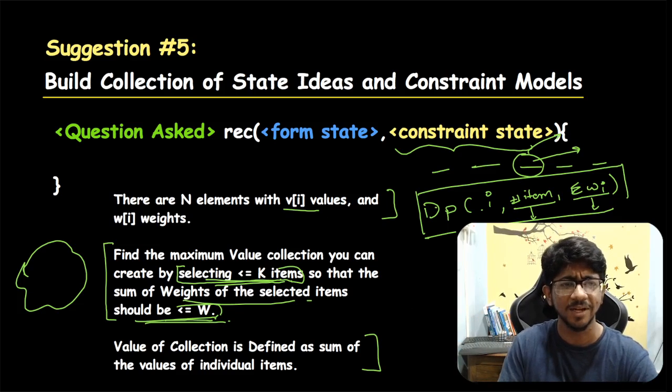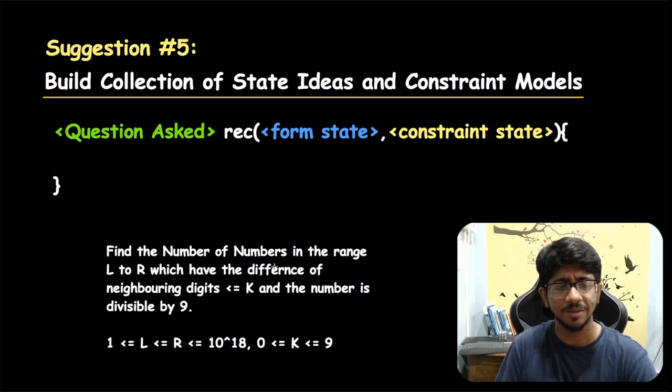Okay, let me give you another example. Let's say you have to find the number of numbers in the range L to R which have the difference of neighbor digits less than or equal to k, and the number is divisible by 9.